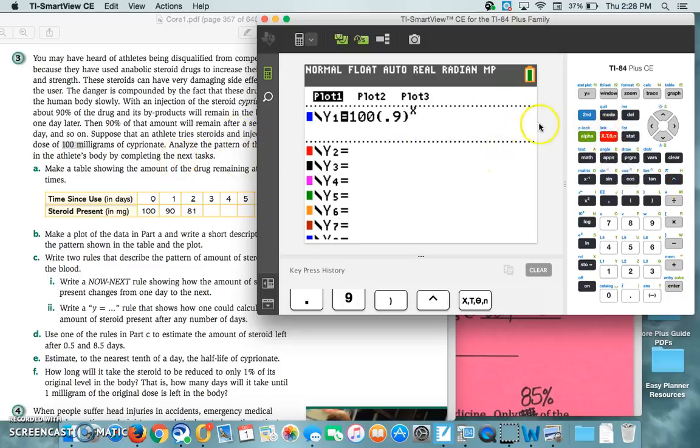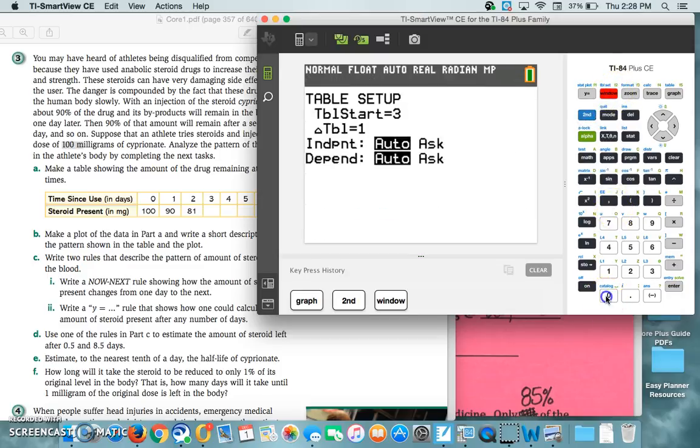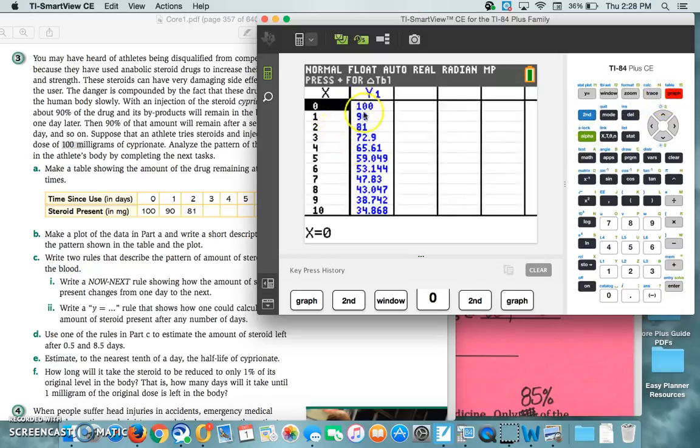And then number 1 is make a table. So push second table. What we're looking at here is a table that starts at 3. To start the table at 0, I do second table set and push 0. Then I'm looking at the initial dose of 100, then 90, then 81, and each is 90% of whatever I had the day before.